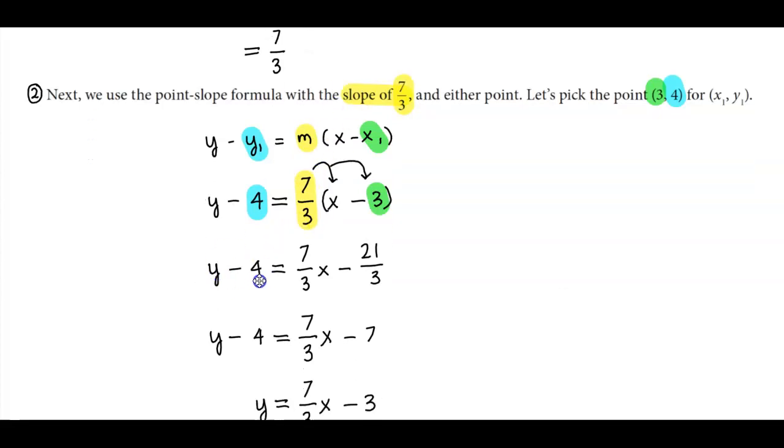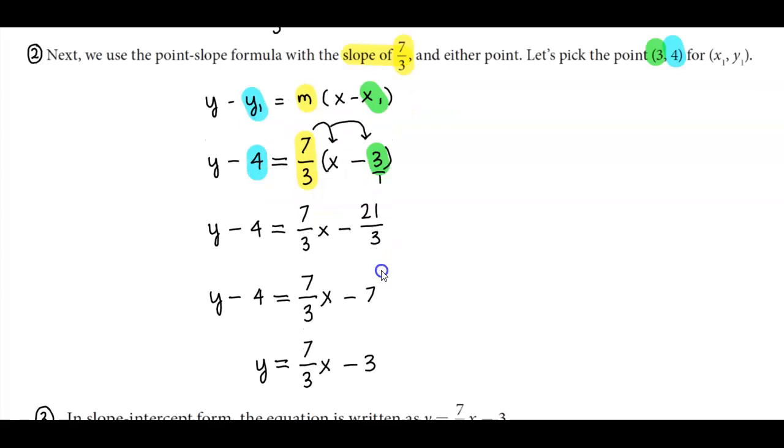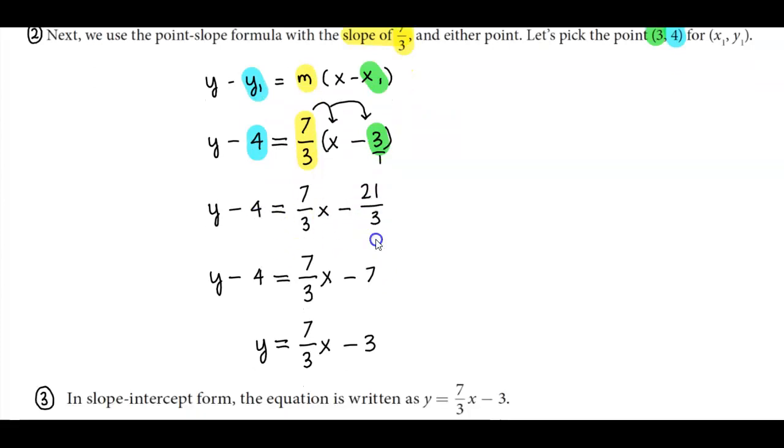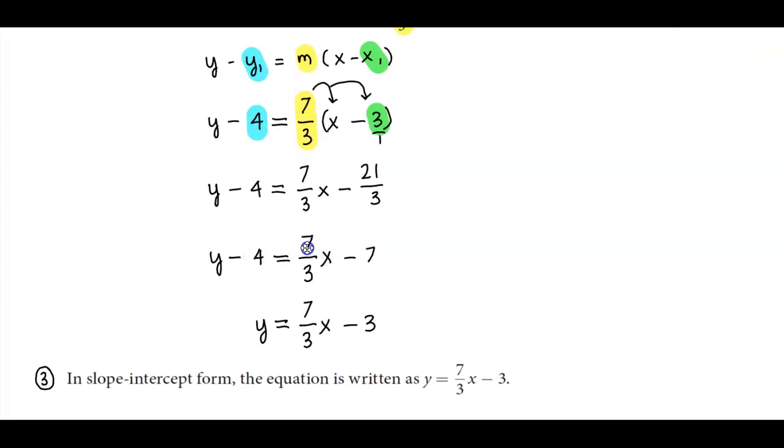So we have y minus 4, which is equal to 7/3 x. Now think of the 3 as a fraction over 1. So we have 7 times 3, which is 21. 3 times 1 is 3. And then we can simplify 21 over 3 to 7. So y minus 4 equals 7/3 x minus 7.